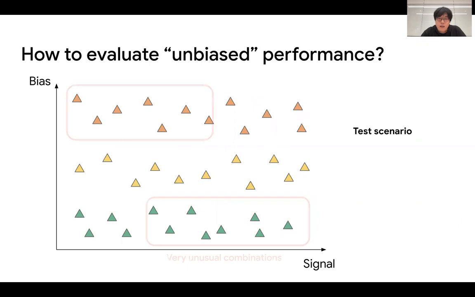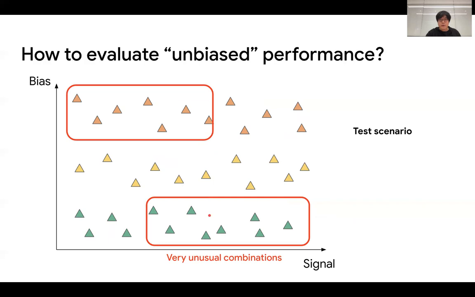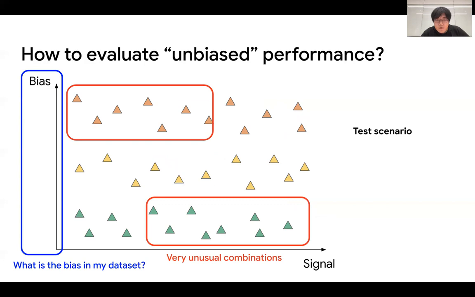First of all, as you can see here, the reason why we have a training scenario like this is that these data points are very unusual combinations, like cars in air or ships in the galaxy. And the other problem is we don't know what the bias in my data set is, unless you have certain bias labels like gender or age, like data sets used in fairness. But here we may assume we use a general data set like ImageNet or any other image classification.